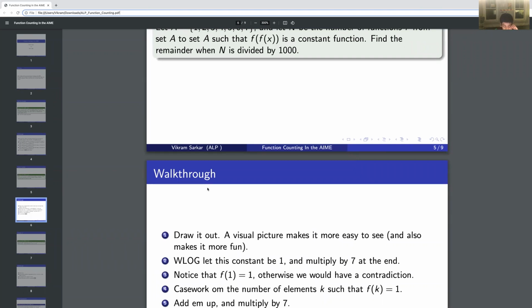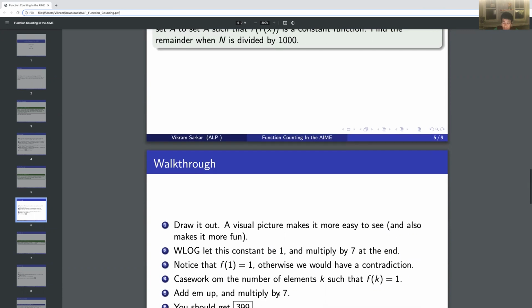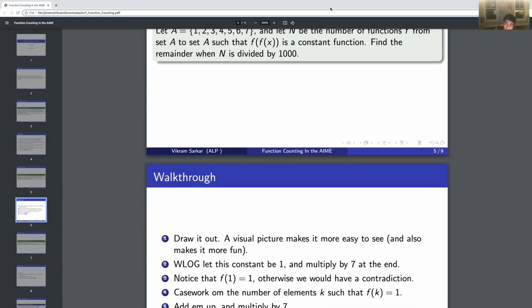Oops. I tried to press command minus, but that didn't zoom out. Okay, I didn't know you can't do that.